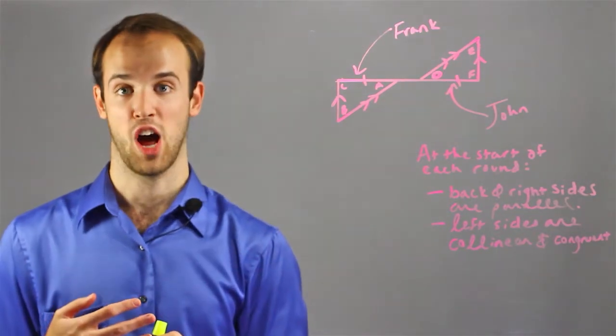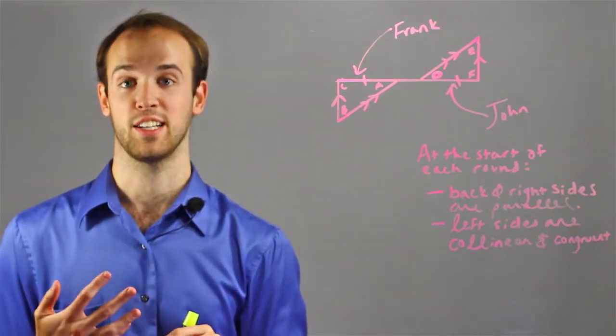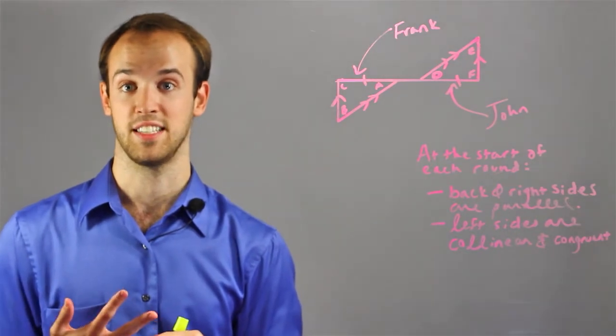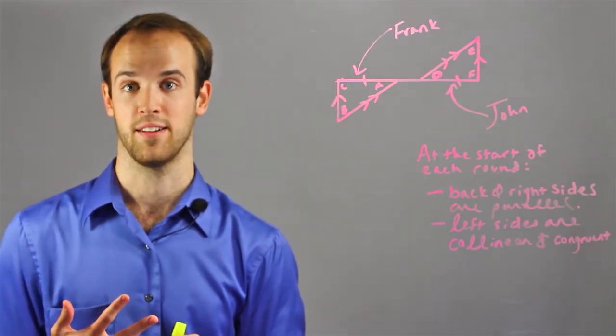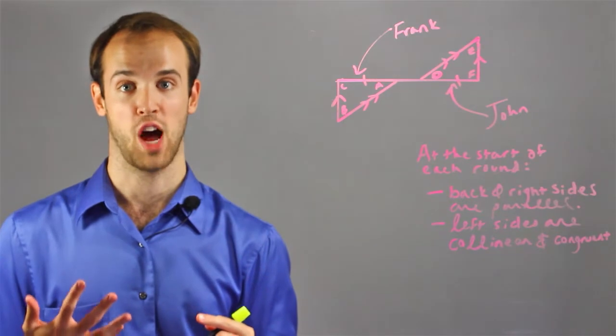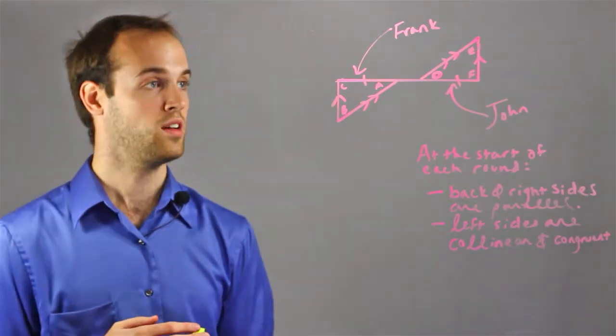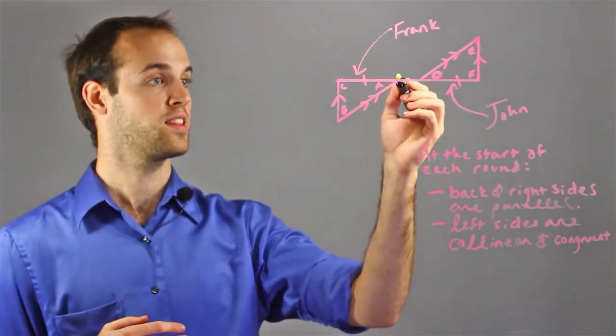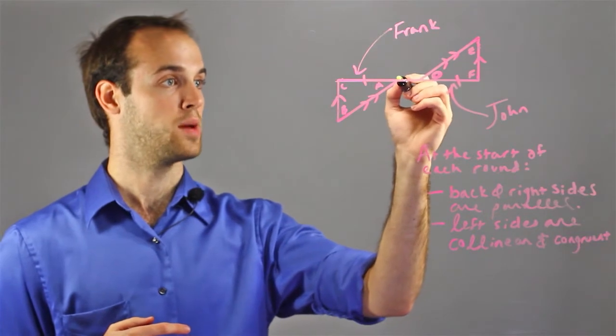After Frank beats John for 3 rounds in a row, John gets frustrated and says, "This isn't fair, your ship is bigger than mine." How can Frank prove John wrong? Well, it starts by extending the lines of the right sides of both ships.